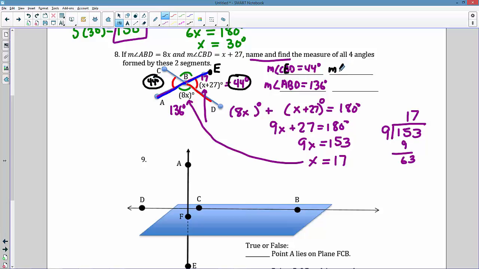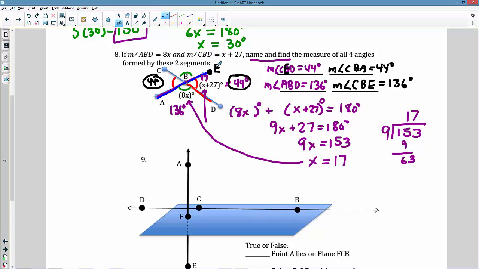So measure of angle CBA is 44 degrees. And the measure of angle CBE, sorry, this top angle, CBE, is the same as the two green ones, so it's 136. Okay, so whenever you have four angles formed by the intersection of two lines, you're always going to get this double pattern here.